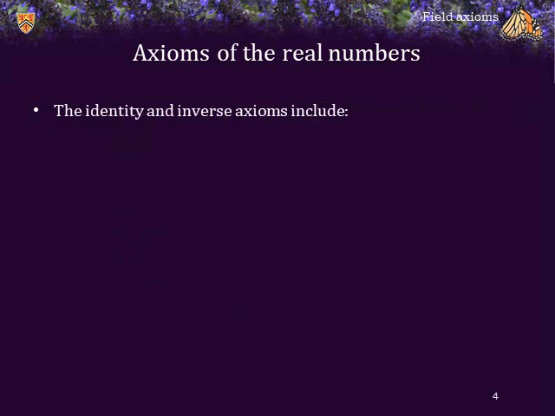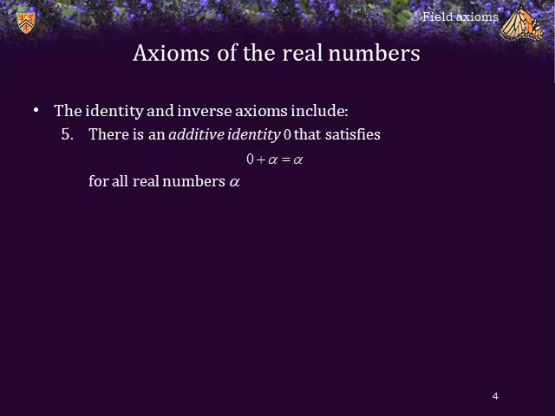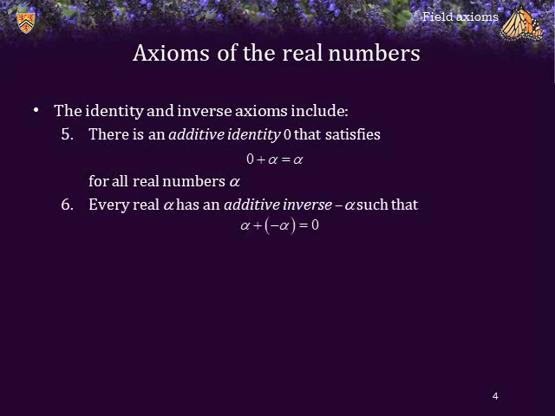There are also identity and inverse axioms, and these include the fact that there's a zero. And zero can be added to any other real number, and the result is that other real number alpha. Also, every real number has an additive inverse. We denote it negative alpha, and if you add the additive inverse to that real number, you get 0. So 3.7 plus negative 3.7 is equal to 0.